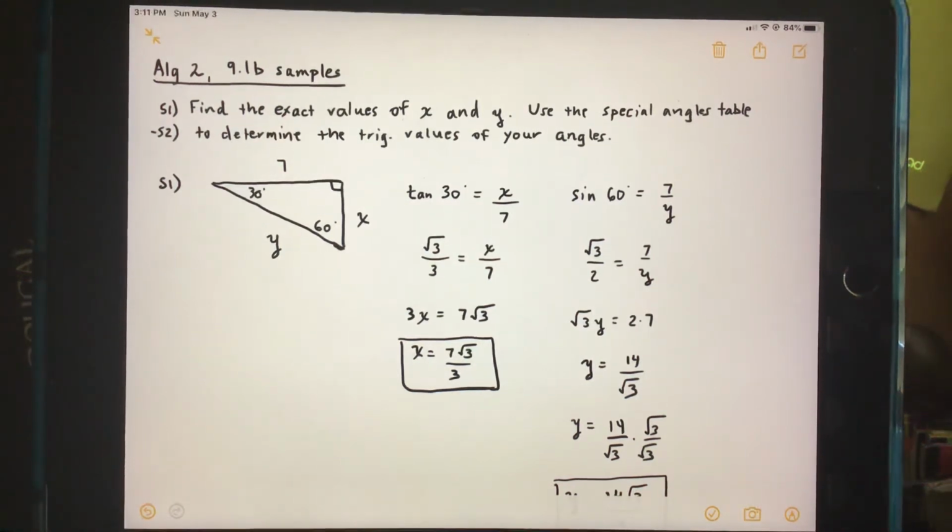Algebra 2. So we're going to continue our work with our trigonometric functions. We're going to practice with finding the exact values of x and y on our triangles that are labeled here. We're going to use the special angles table to determine the trig values of your angles.